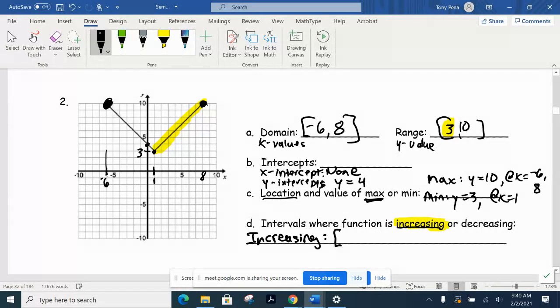So that starts at the x value of 1. And then we continue to increase until the very end of our graph. And we've said the end of our graph is this dot. That's the x coordinate of 8. So we increase over the interval of 1 to 8.